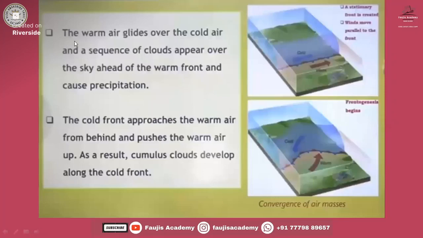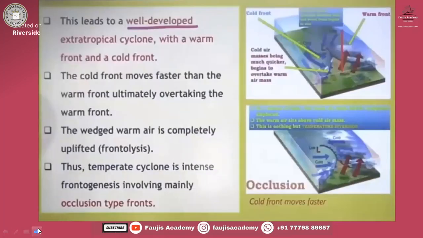Okay. Now in this, see, the warm air glides over the cold air. So that's what we saw, that warm air will ascend, and a sequence of clouds appear over the sky ahead of the warm front and cause precipitation. So the cold front opposes the warm air from behind and pushes the warm air. In that case, cumulus clouds will develop along the cold front, and when the cumulus cloud formation happens, there will be the formation of clouds on the upper part, and after it we have the rainfall. So that leads to a well-developed extratropical cyclone.